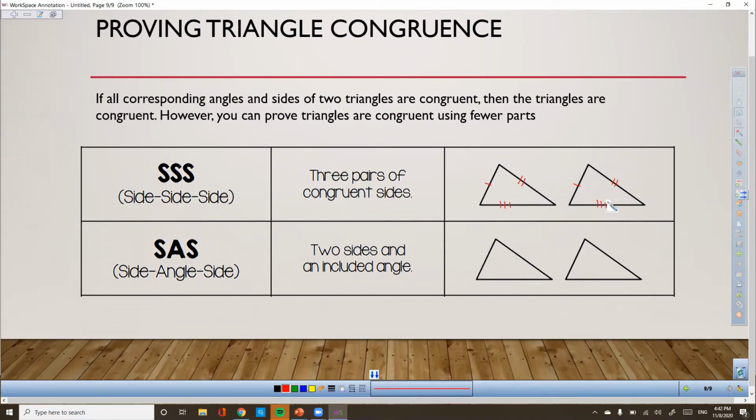But again, even though they don't tell us any information about our angles, it's already enough information to know that my 2 triangles are congruent to each other if I know that all 3 sides are congruent. If all 3 sides are congruent, it's enough information to know that the triangles are congruent.